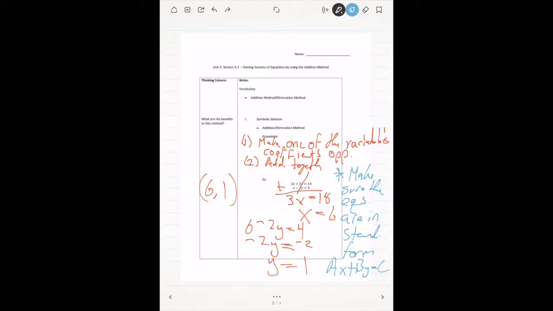Now, notice here that I said make one of the variables' coefficients opposites. I wrote it very sloppily, but that's essentially what it says. Sometimes we might not have that case where we have these nice, easy coefficients that are already opposites for us, 2 and negative 2. That might not be the case, but it's okay. We can go about making it that way.